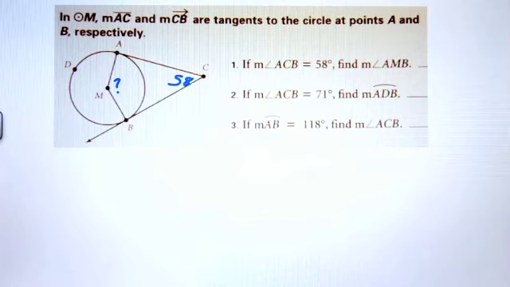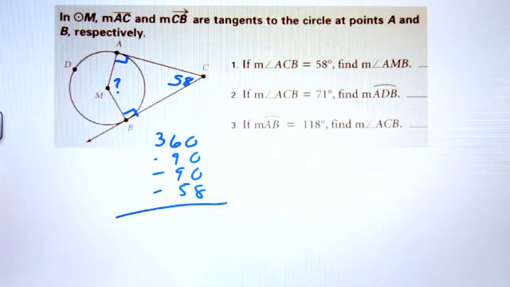Tough problem. A lot of different ways we can go about it. Here's the easy way to think about it. I know that MB and AB have to be right angles because the tangent and a radius are perpendicular to each other. And I know in this particular figure, all four angles would have to add up to 360 because it's a quadrilateral. So if I take 360 and subtract 90, subtract 90, and subtract 58, whatever's left over is my answer. Well, 360 minus 90 is 180, and 180 minus 58 is 122 degrees.